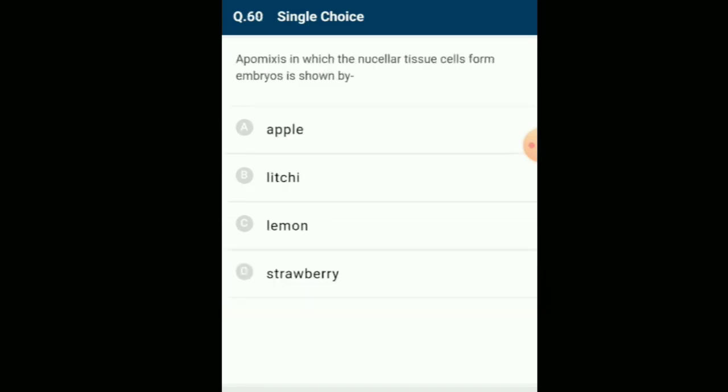Question number 60. Apomixis, in which the nucellar tissue cells form embryos, is shown by: In citrus, the nucellar cells, diploid in nature, protrude into the embryo sac and develop many embryos. This phenomenon is called polyembryony. Since such seeds are formed without fertilization, they are also called apomictic seeds. So the answer for this question is option C, lemon.